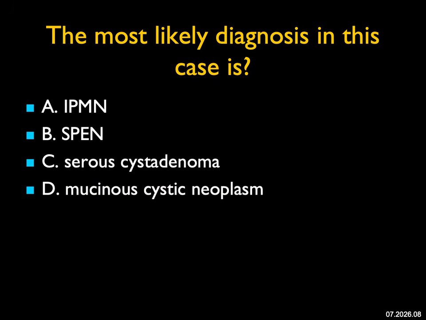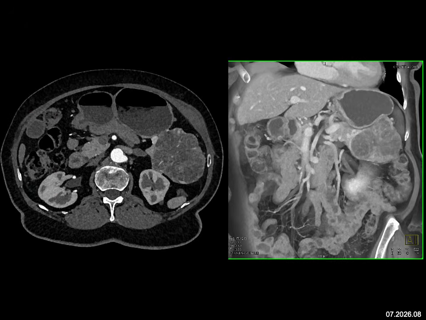The most likely diagnosis in this case, well, we see a large mass in the tail of the pancreas. The mass, as you notice, has multiple septations. It's cystic. It's not the look of an IPMN. SPENs are typically more cystic. Mucinous tumor, again, is more cystic, often has calcification.